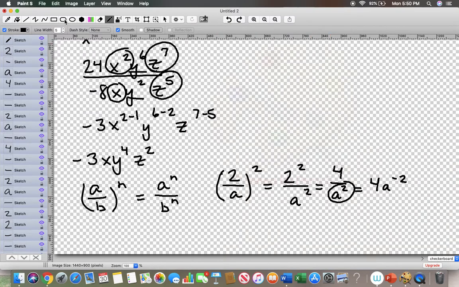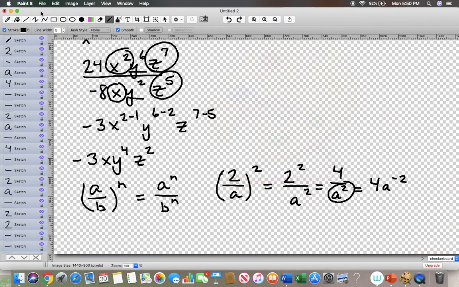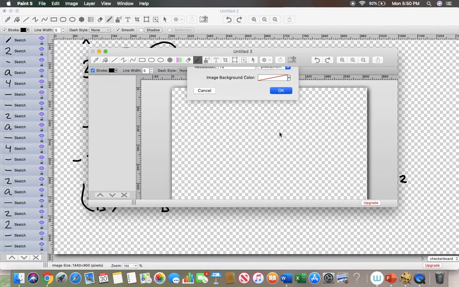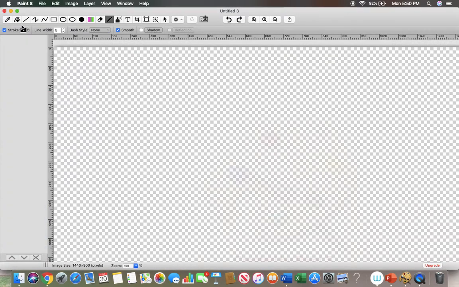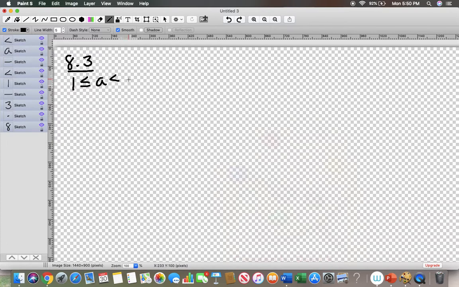All right, let's keep moving on. 8.3. We started doing a little bit more scientific notation. You've done some of this in the past, so it was review. A lot of it was, but remember, when we put a number in scientific notation, it can be equal to 1, but it's got to be greater than or equal to 1, and it has to be less than 10.